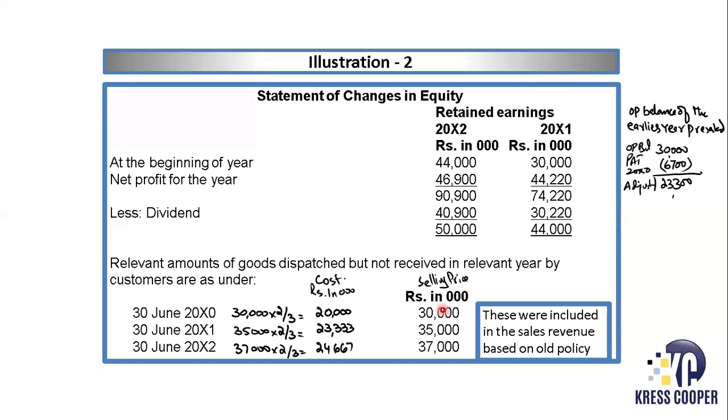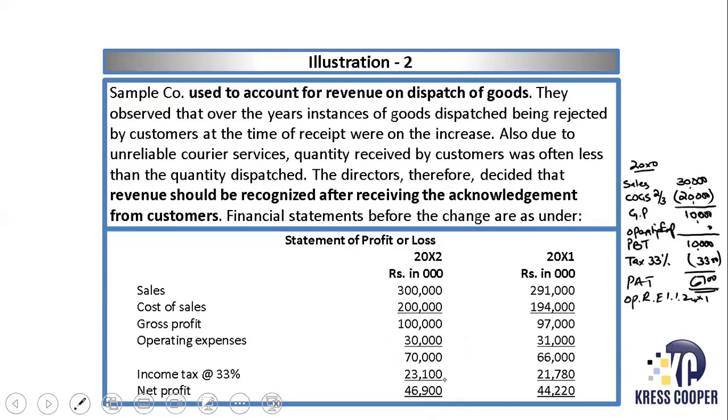Like for example, in the year 2000 X0, the sales will be reduced by 30,000, and the same amount will be included in the year 2000 X1. And in the year 2000 X1, the 35,000 will be included in the year 2000 X2. And same goes with this. X2 sales will be reduced with 37,000, and these will be included in the sales of 2000 X3. So memorize these three figures and see in the previous slide.